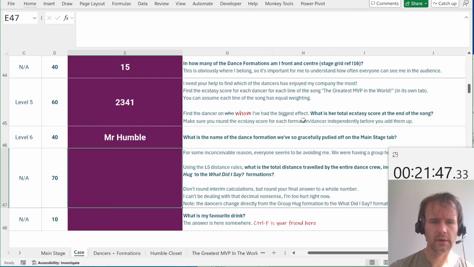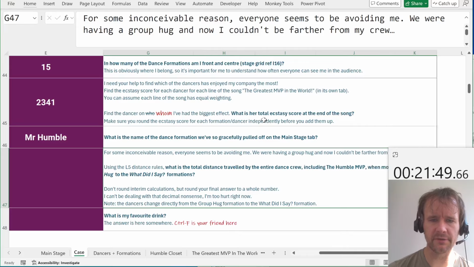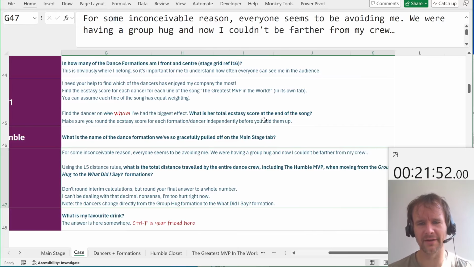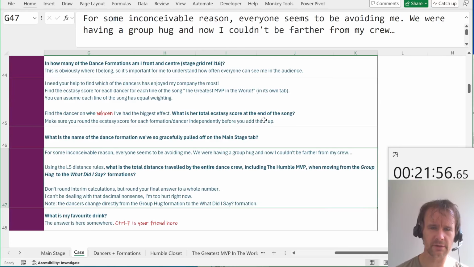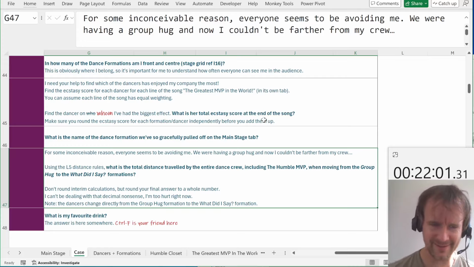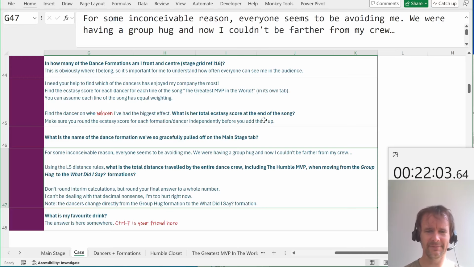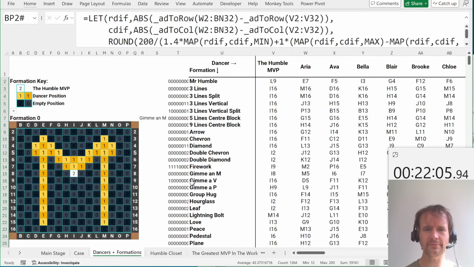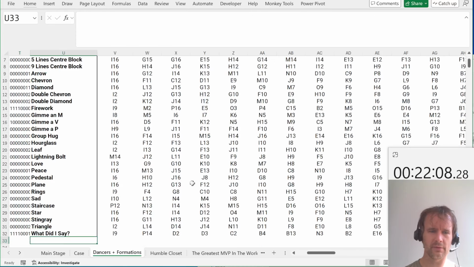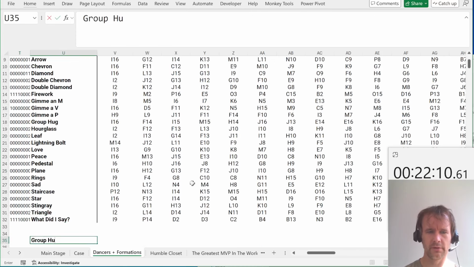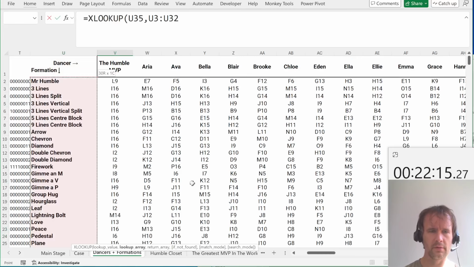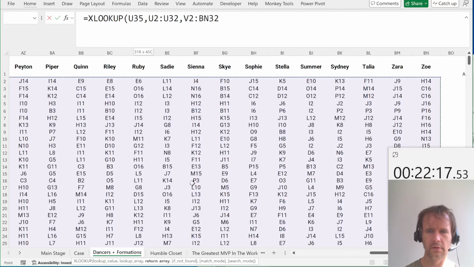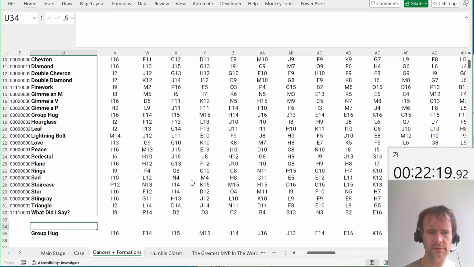I don't care. Okay, for some inconceivable reason, everybody seems to be avoiding me. We're having a group hug, and now I couldn't be further from my crew. Using the L5 distance rules, what is the total distance traveled by the entire crew, including the Humble MVP, when moving from the group hug to the what did I say formations? Okay. So I want group hug. And there's what did I say right next to it.